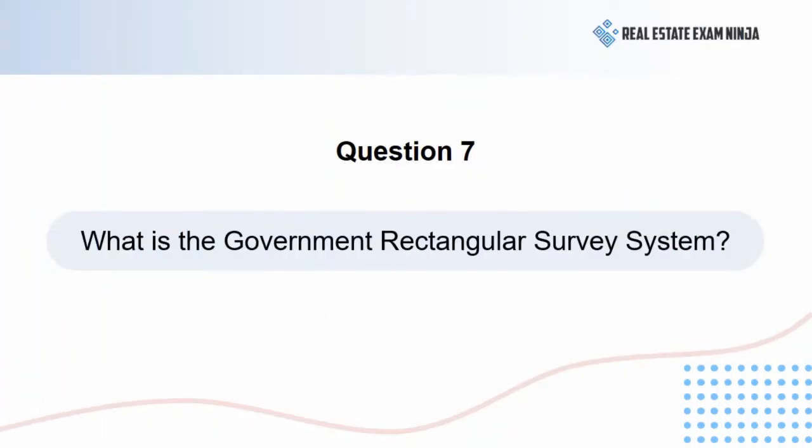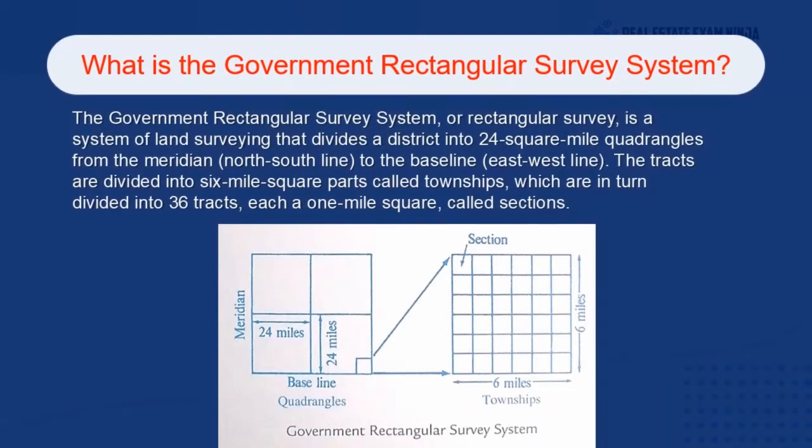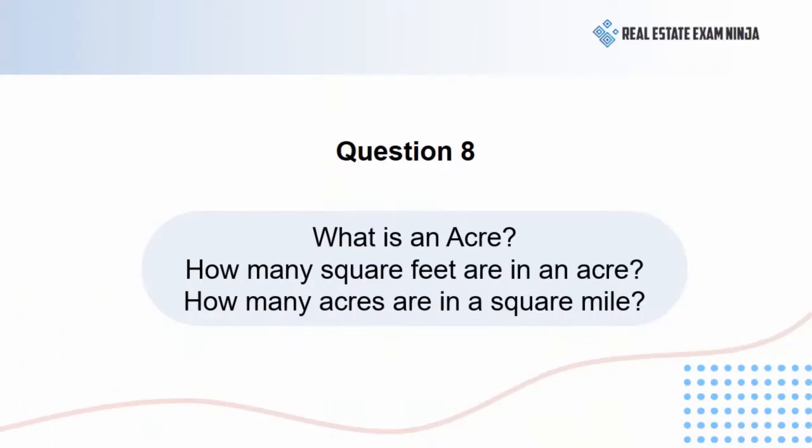What is the government rectangular survey system? The government rectangular survey system, or rectangular survey, is a system of land surveying that divides a district into 24-square-mile quadrangles from the meridian, north-south line, to the baseline, east-west line. The tracts are divided into 6-mile square parts called townships, which are in turn divided into 36 tracts, each a 1-mile square, called sections.